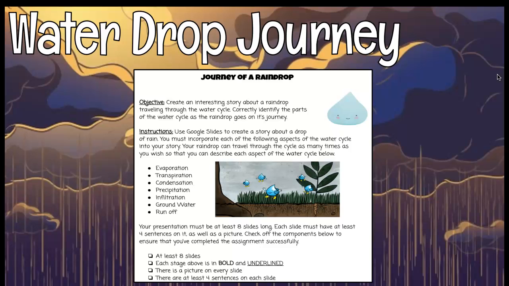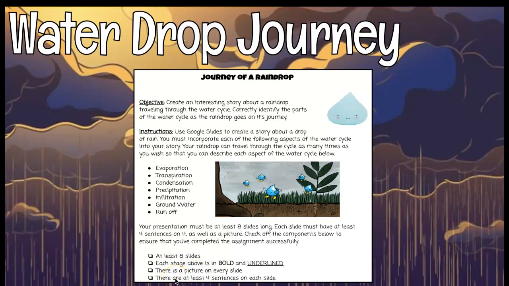So you're going to do an 8-slide long presentation. Each slide has to have at least 4 sentences on it. So it's essentially a paragraph per slide, as well as a picture, just like a book. When you read a book, it has a couple of sentences on a page with a picture, as typical picture books do. So that's what we're going for, at least 4 sentences with a picture. Whenever you describe a stage of the water cycle, you need to bold it and underline it. This little checklist item right here is to help you make sure you did everything correctly. At least 8 slides. Each stage is in bold and underlined. A picture on every slide, 4 sentences on every slide.